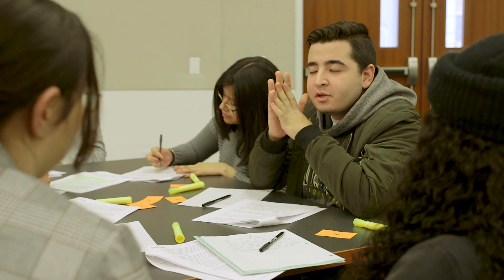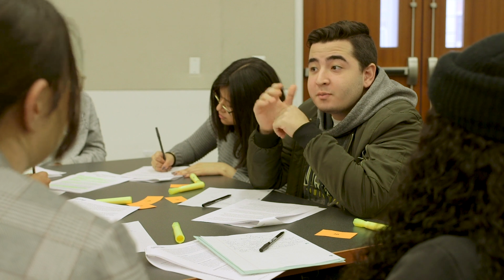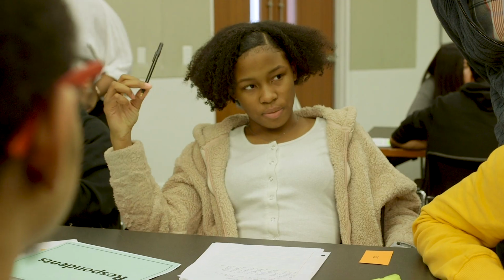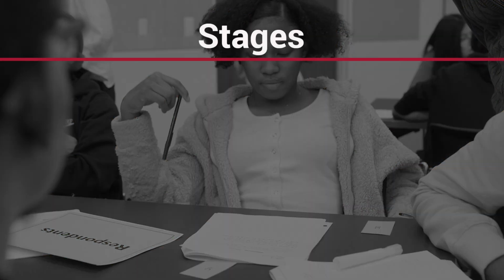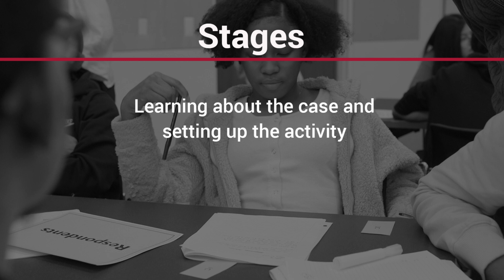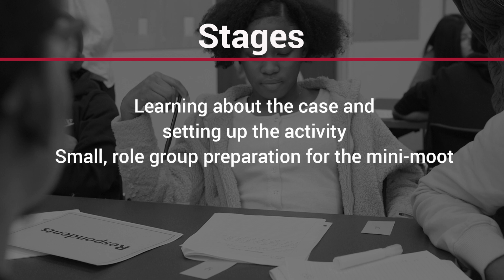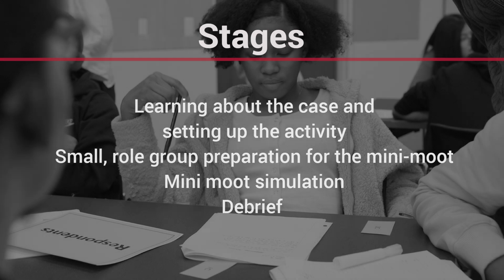The Mini-Moot court activity is a highly engaging discussion strategy that allows students to discuss the underlying legal principles and concepts of justice in court cases. There are 4 stages to the Mini-Moot court activity: learning about the case and setting up the activity, small role group preparation for the Mini-Moot, the Mini-Moot simulation itself, and debrief.